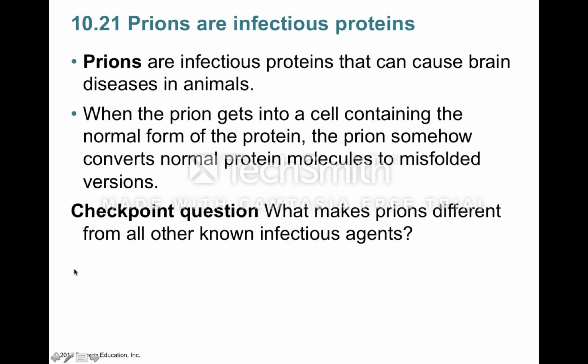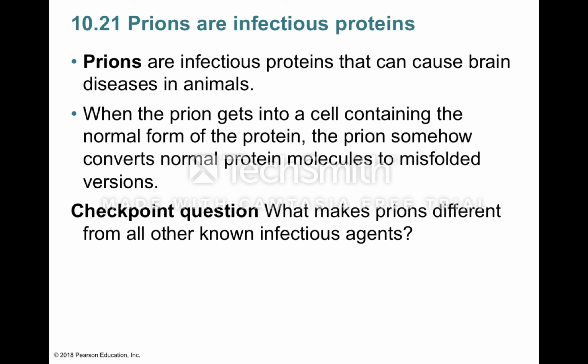All right, so we're going to now take a look at infectious proteins. These proteins are called prions. Prions can cause brain disease in animals. So do you guys remember mad cow disease? Mad cow disease caused the cows to act hysterical. There's something wrong with their brains. What happened was prions were actually infecting the mad cows themselves.